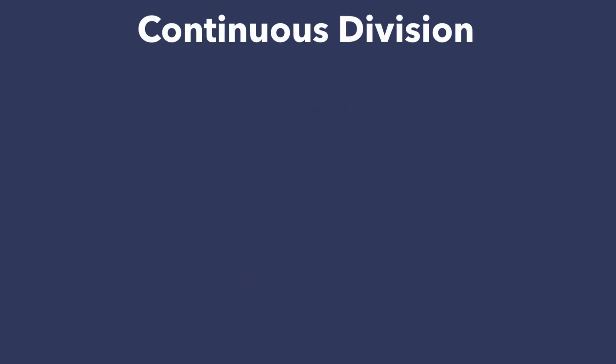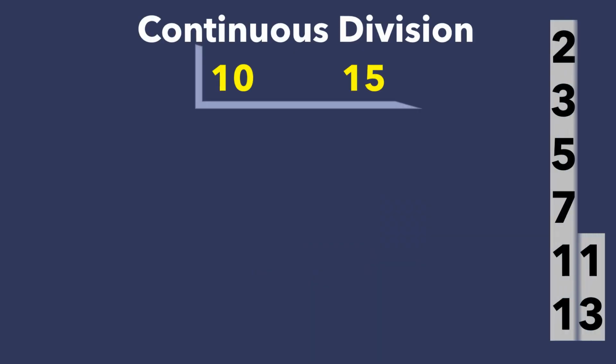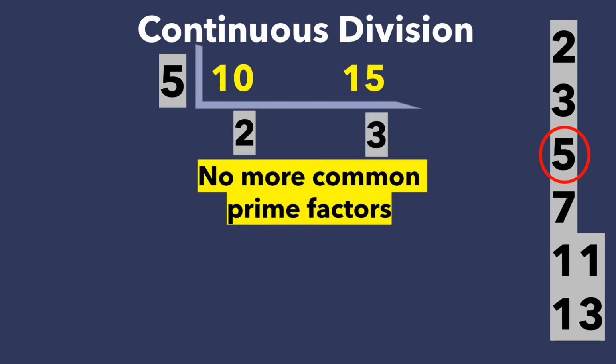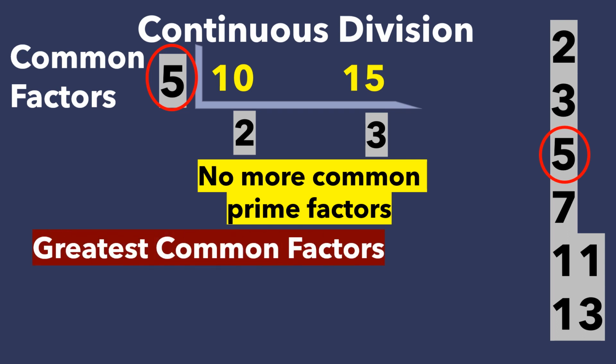Another method is what we call continuous division. So again, we will consider the two numbers, okay? 10 can be divided by 2 but 15 cannot. So let's proceed with 5 because both are divisible by 5. 10 divided by 5 is 2 and 15 divided by 5 is 3. Now, there are no more common prime factors, so the greatest common factor here is only 5.